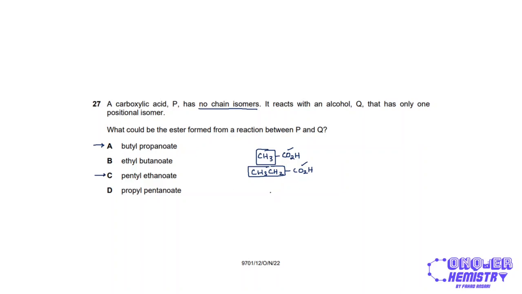All right. Now it says over here that it reacts with an alcohol Q that has only one positional isomer. All right. So positional isomer is the positioning of the functional group, right? Now if I look at butanol, I have CH3, CH2, CH2, CH3, that is butane. Now I can place the OH by replacing one of the hydrogen atoms on carbon atom number 1. All right, this would become CH2OH over here. Or what I could do is replace one of the hydrogens on the second carbon atom with an OH. So that would be either butan-1-ol or butan-2-ol, right? So butan-1-ol has only one positional isomer of itself, which is butan-2-ol.